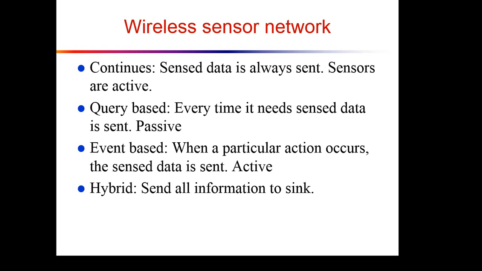For example, in the jungle, when the temperature increases above a threshold degree, the sensor can send the data to the base station. And hybrid sends all information to the sink.